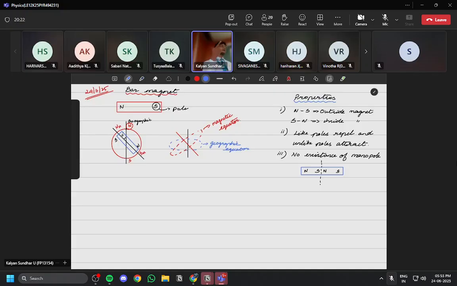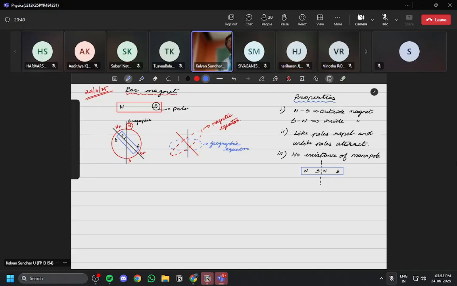But from the negative charge, will the magnetic field go? No, it never forms a closed loop, we studied in electric field properties. The same goes here. Now what happens here is that it will be forming a closed dipole, right? So outside it will be from north to south and inside it is from south to north.